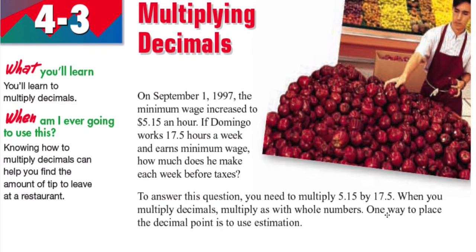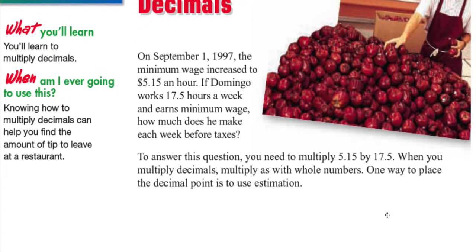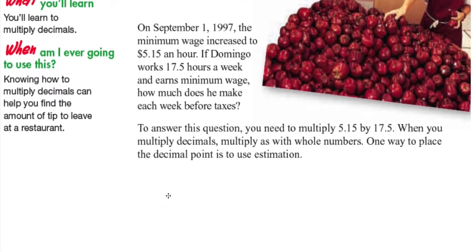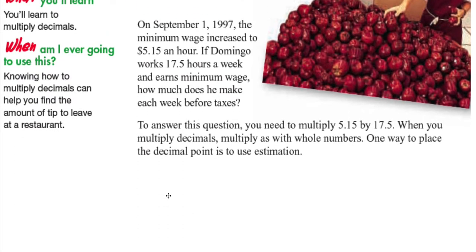When you multiply decimals, multiply as if with whole numbers, and one way to place the decimal point is to use estimation. Just like 4-2, we can use estimation to find the product of two decimals. Let's estimate 5 times 20 equals 100. Why? Because 5.15 rounds to 5 and 17.5 rounds to 20. So the answer should be close to 100.